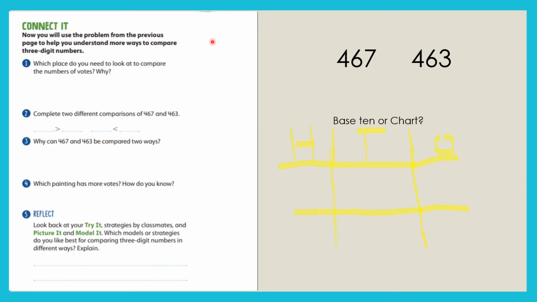Connected. You will use the problem from the previous page to help you understand more ways to compare three-digit numbers. Which place do you need to look at to compare number of votes and why? Well, if I look at 467 and 463, I see that each number has 4 in the hundreds place. Each number has 6 in the tens place, but the ones place are different. I have 7 ones and 3 ones. So, which place did I have to look at? I had to look at the ones place because the tens and the hundreds were the same.